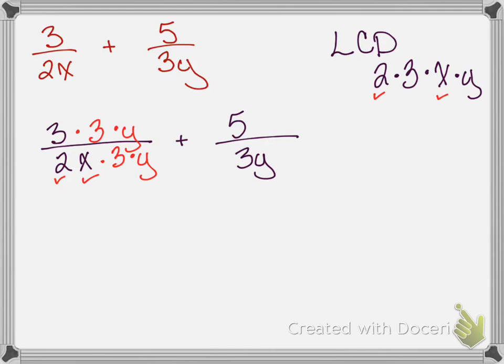Okay. Now, for my second rational, I have a 3 and I have a y. So this 3 and this y is covered. What am I missing? Okay, I'm missing a 2 and I'm missing an x. So I have to put 2 times x. If I multiply the bottom, 2 times x, I multiply the top, 2 times x.